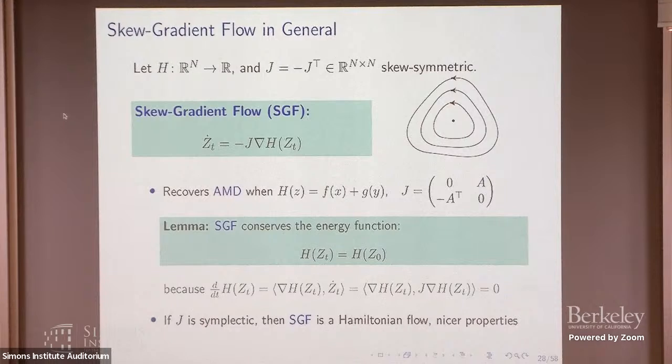So this is for a general skew symmetric matrix. Later, if I may speak a little bit about it, there's a very special case when J is what's called a symplectic matrix, then this ODE becomes what's called a Hamiltonian flow. So it has a lot more nicer properties like symplectic form and so on. But even at this level, let's see how far we can push this just by assuming this skew gradient flow.